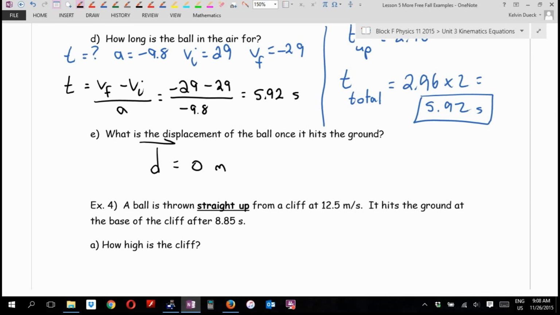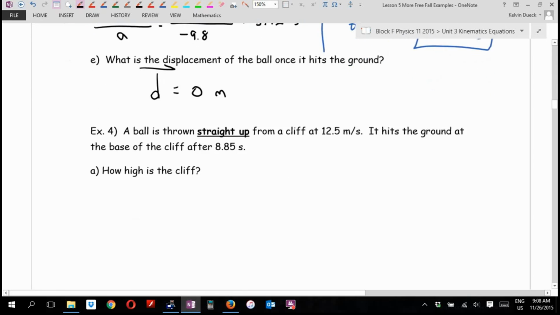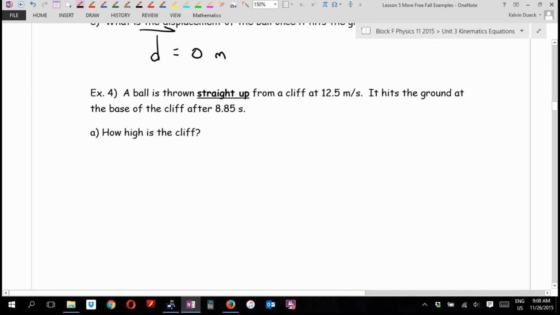So free fall. We know the acceleration. Dropped, VI is 0. If you're not dropped, I'll give you an initial velocity. Example 4. Now let's stand on a cliff and throw something. So a ball is thrown straight up from a cliff at 12.5 meters per second. It hits the ground at the base of the cliff after 8.85 seconds.